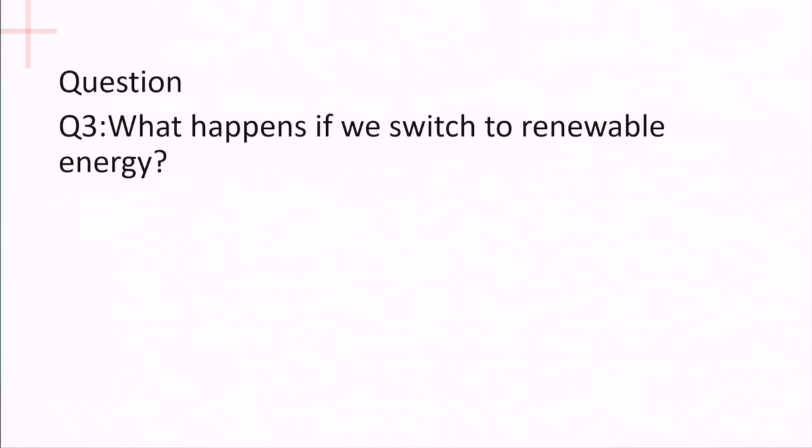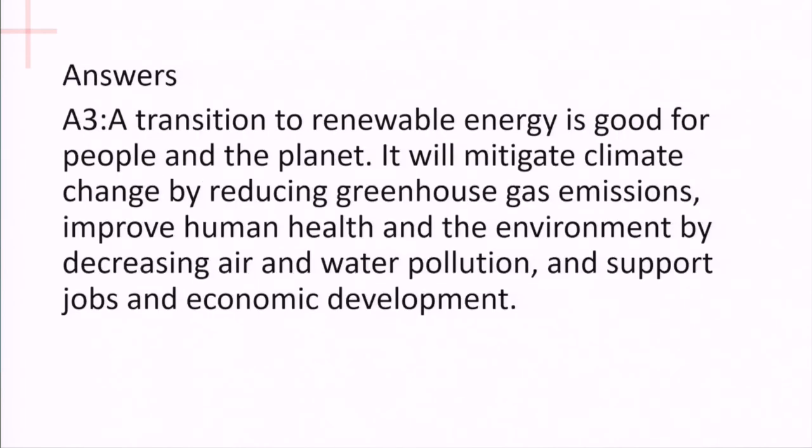Question 3. What happens if we switch to renewable energy? A transition to renewable energy is good for the people and for the planet Earth. It will mitigate climate change by reducing the greenhouse gas emissions. It will improve human health and the environment will become healthier. It will decrease the air and water pollution. It will support jobs and also there will be economic development. So, overall there will be a holistic improvement in the planet Earth among human life, aquatic life, animal life. So, it is necessary that we switch over from fossil fuel consumption to renewable energy consumption for sustainable development.